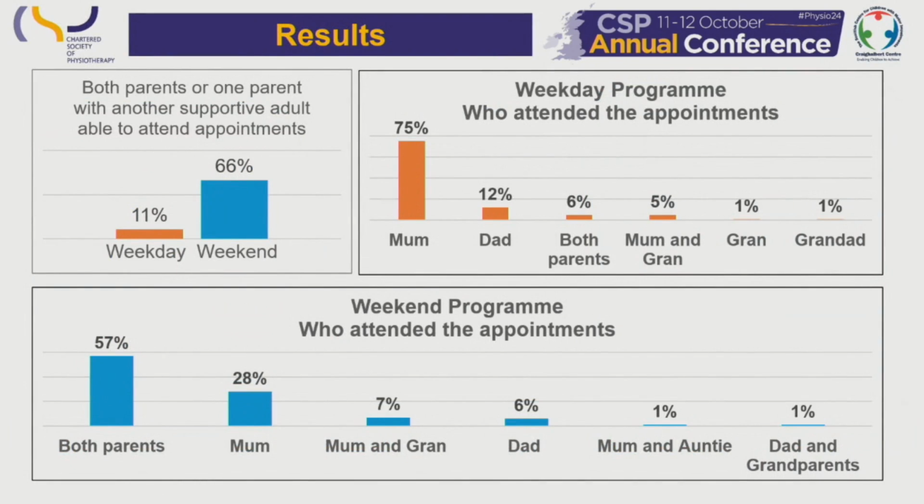So we did find that the accessibility was increased. Both parents, or one parent with another supportive parent, was 11% in the weekday and 66% at weekends. And we found who attended the appointments. If we look at the weekend program first, the bottom graph, you've got both parents, mum and gran, mum and auntie, and dad and grandparents. At the weekday program, we only had 11%, and that was both parents or mum and gran. And as you can see, mothers attended the program more than anybody else.